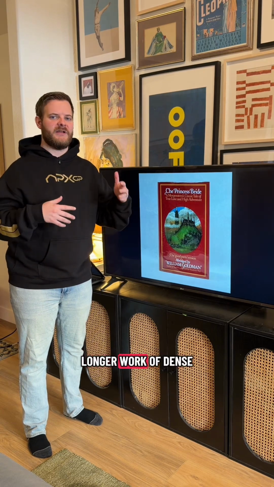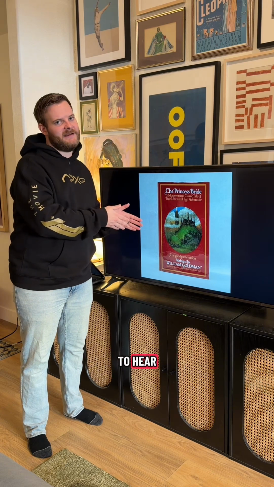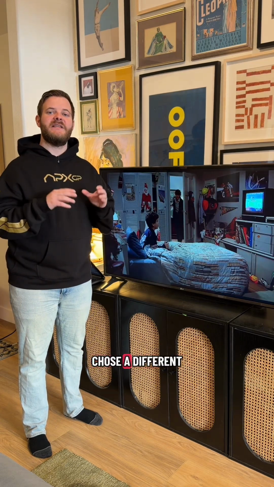But S. Morgenstern and his novel don't actually exist, it's all fictional. But we get this hilarious idea that there's some longer work of dense political satire, and William Goldman is cutting all that stuff out just to make it a simple adventure story because that's the story he wants to hear. When it came to the movie, Reiner and Goldman chose a different framing device.